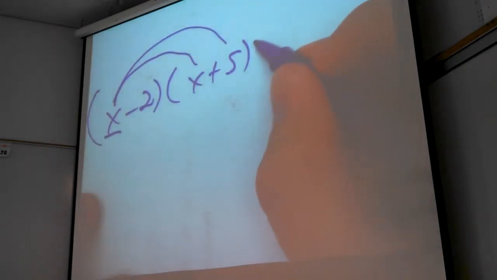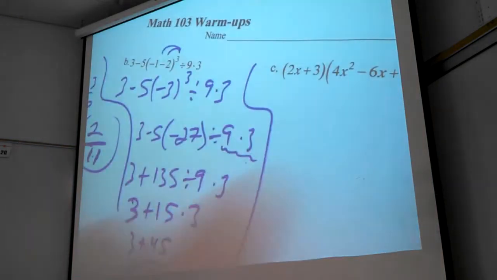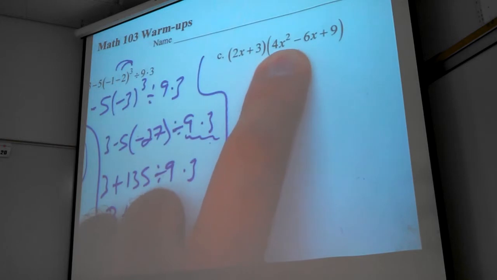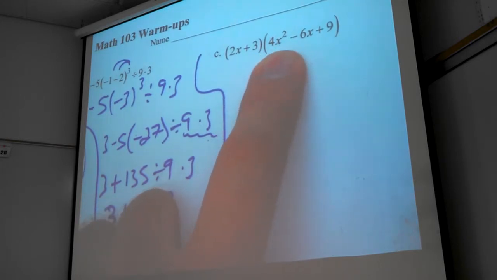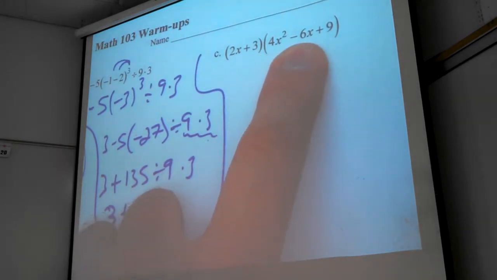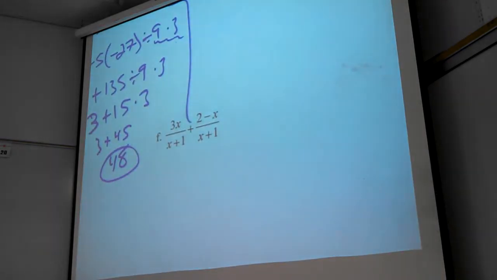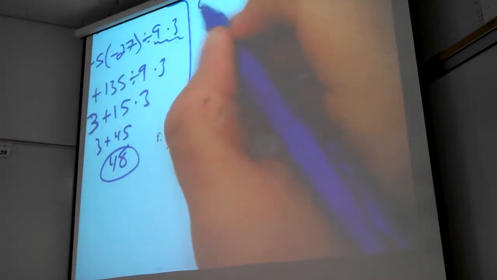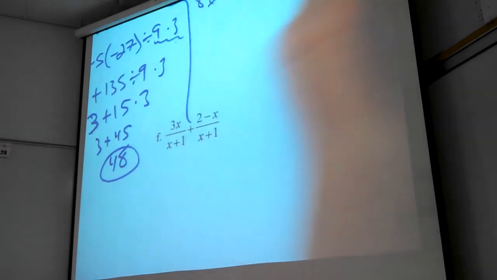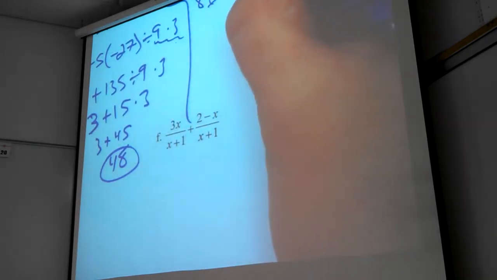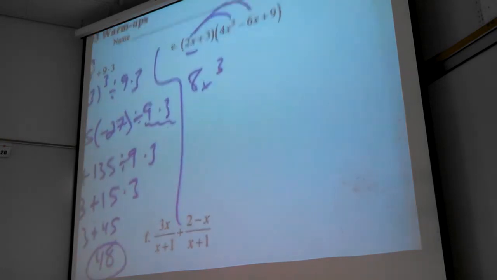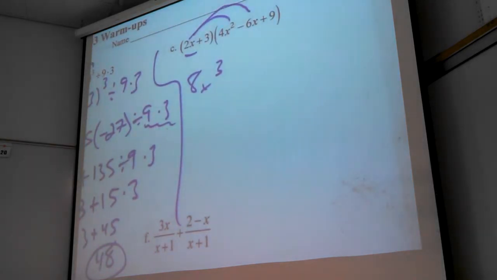And then if I make this bigger, like I did here, who cares? FOIL doesn't have first, outside, inside, or last here. I just distribute each piece. So what's 2x times 4x squared? 8x cubed. Good. And then 2x times negative 6x. Oops, sorry guys. Let me know when you can't see that. I'm not used to this.